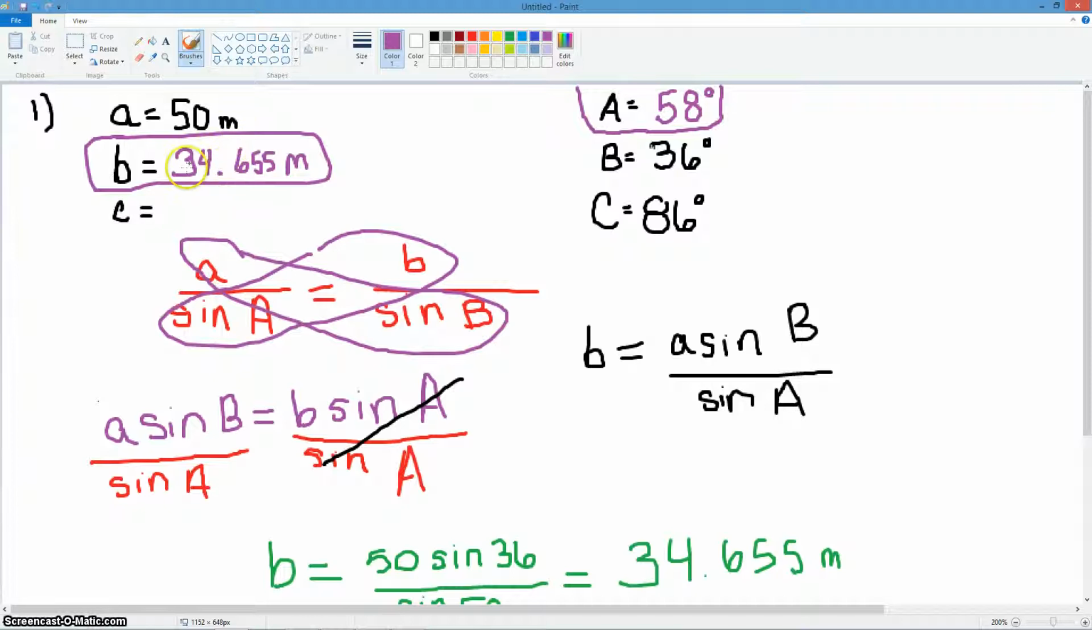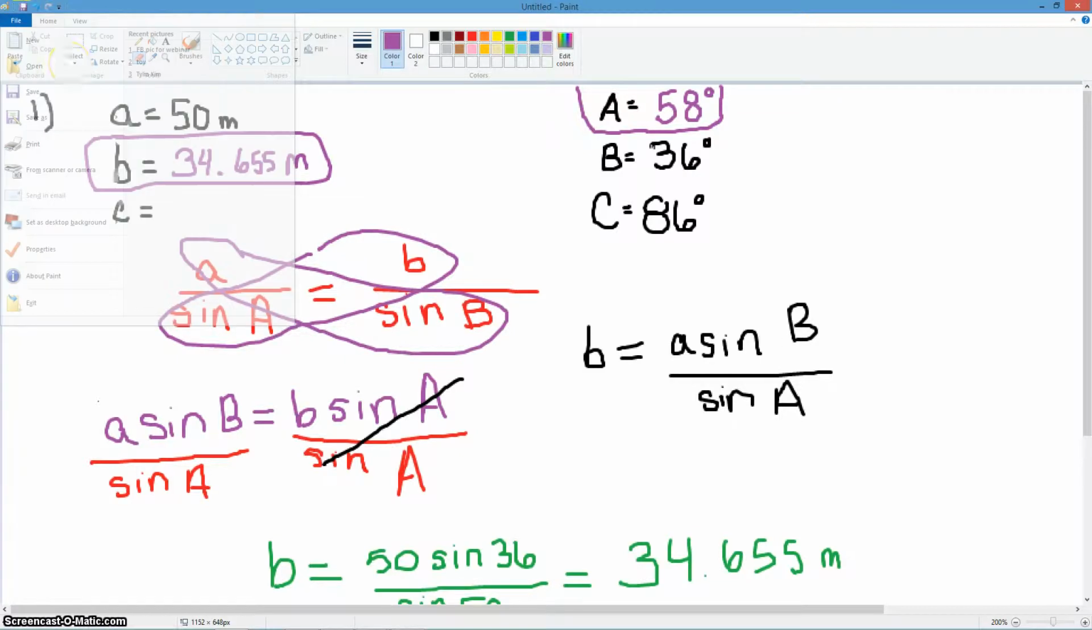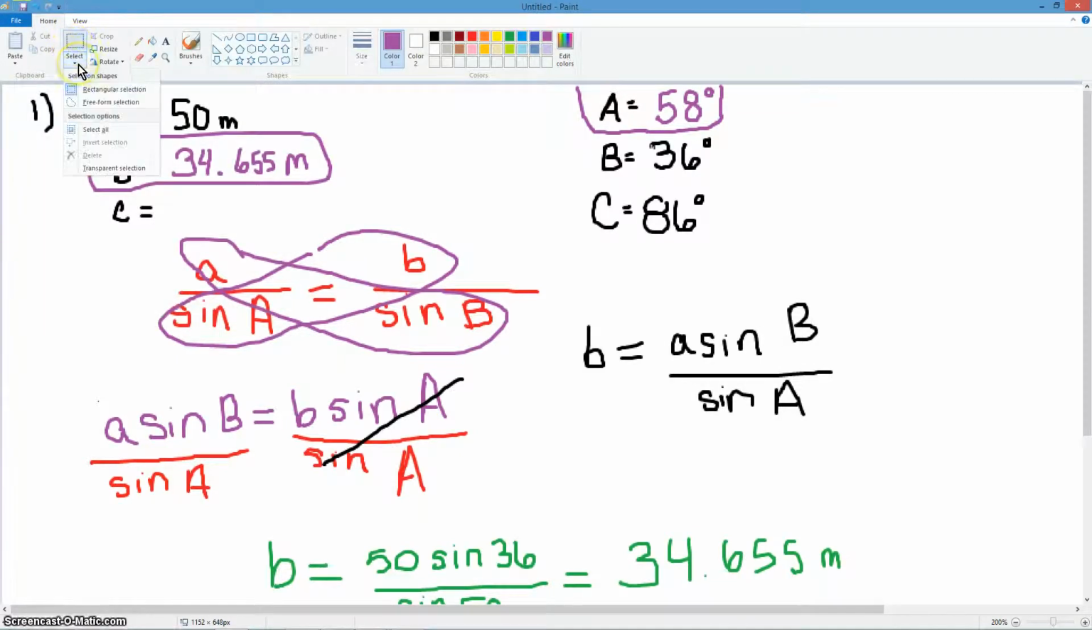You don't want to use the 34.655 because mainly what happens if you get this wrong? If you got your B incorrect, your side B incorrect, and you use that to calculate your side C, well, guess what side C is going to be? It's going to be incorrect. So you want to go ahead and go back to your given info. So let's go ahead and go back. I'm going to erase some of this stuff.